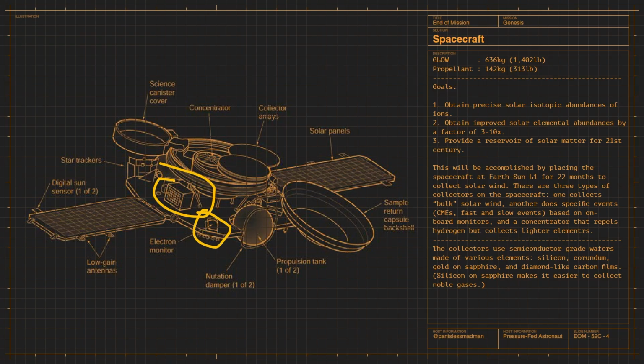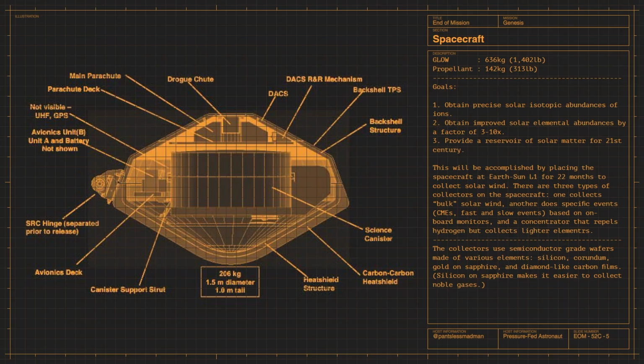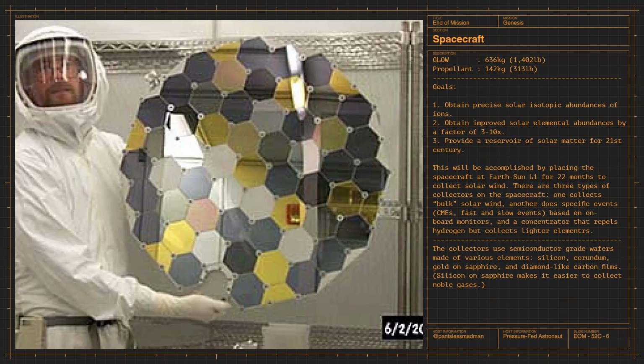Okay. So this is the sample return capsule. And it's going to dump it back on Earth, right? Yeah, that's the whole point of a return capsule. It's got canisters, drogue chutes, that fun stuff. And these are the collectors, all 5 pixels of them.